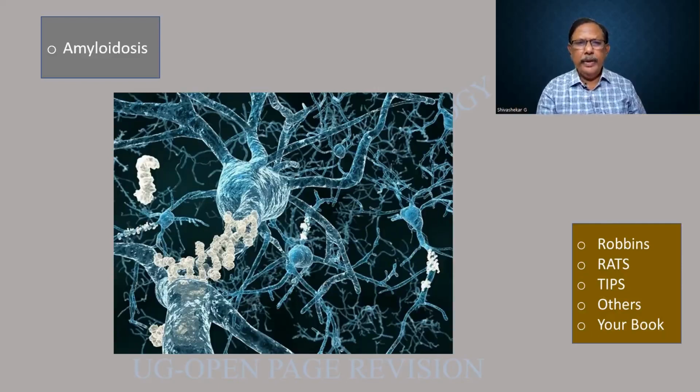This particular flow diagram and the tabular column that I mentioned regarding the types of amyloid are mandatory. 50% of the marks go for this. Do not write primary and secondary, that is obsolete.